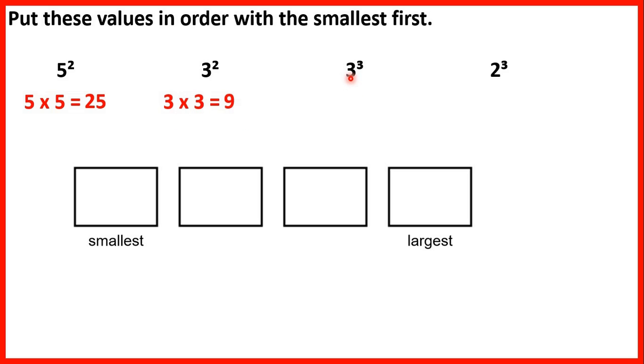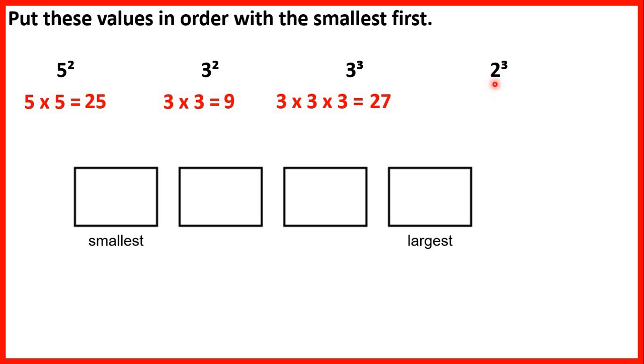But now we have 3 and then a little 3, so that's 3 cubed. And when we cube a number, we multiply it by itself and then multiply it by itself again. So 3 cubed means 3 times 3 times 3, because we multiply 3 by itself and then by itself again. 3 times 3 is 9, and 9 times 3 is 27.